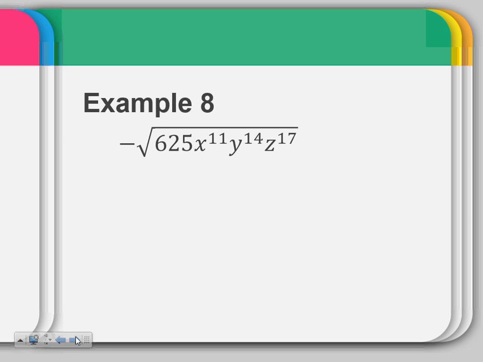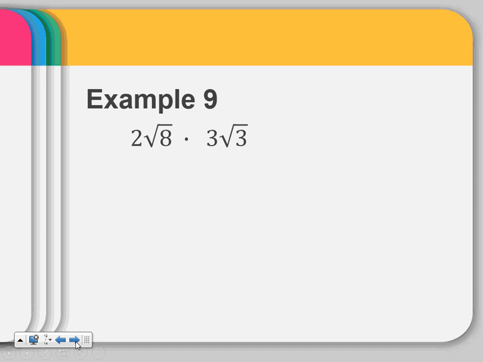Okay? What is that on the outside? It's a negative one. Somebody said earlier, do I need to break down 625?